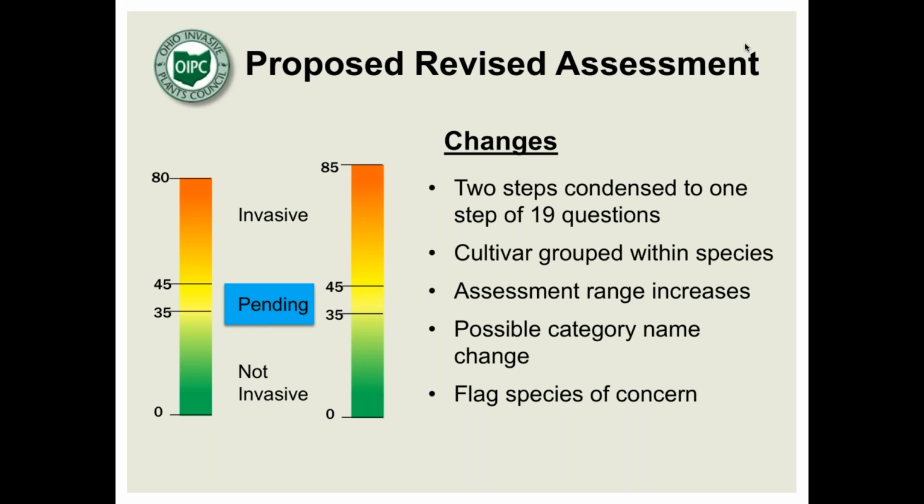We now group the cultivars within the species. One of the reasons we did that is, as you'll see in a moment, our state has moved towards regulation, and that was actually included as part of the regulatory process. So that was relatively easy for us to adopt, and of course, it made perfect sense and made the assessments much easier.